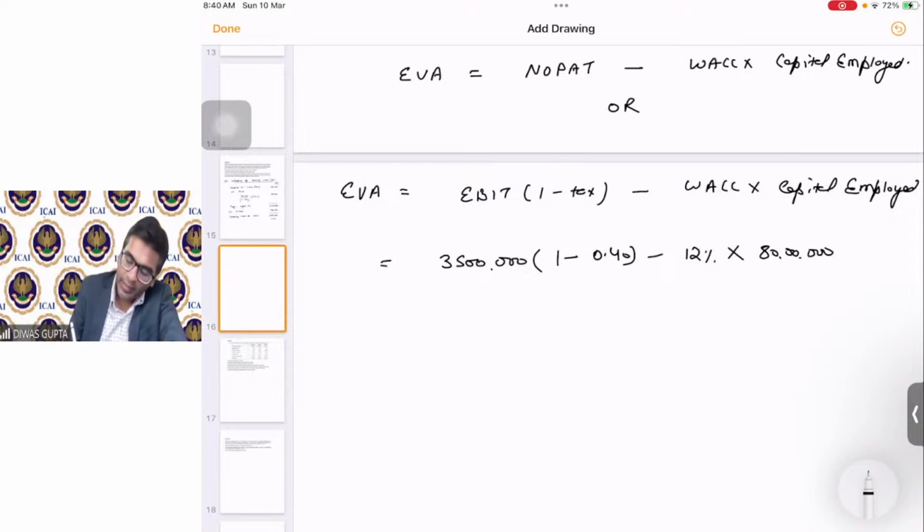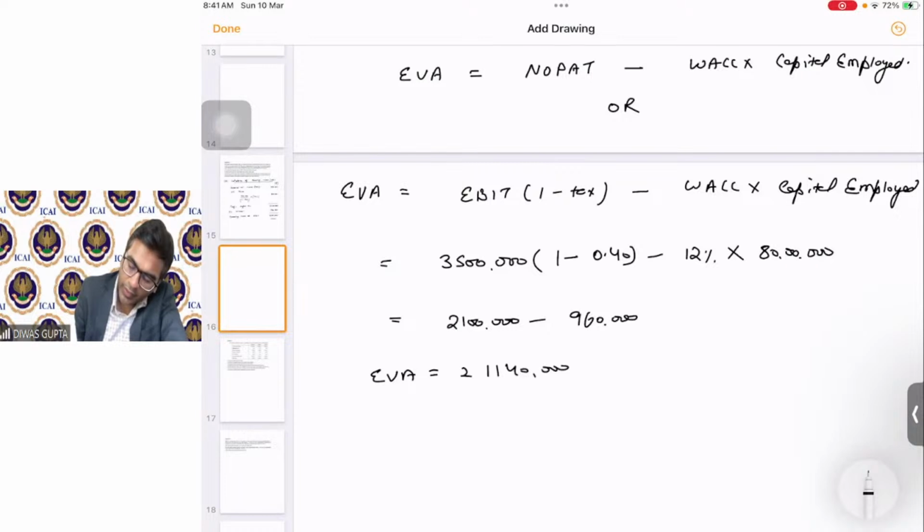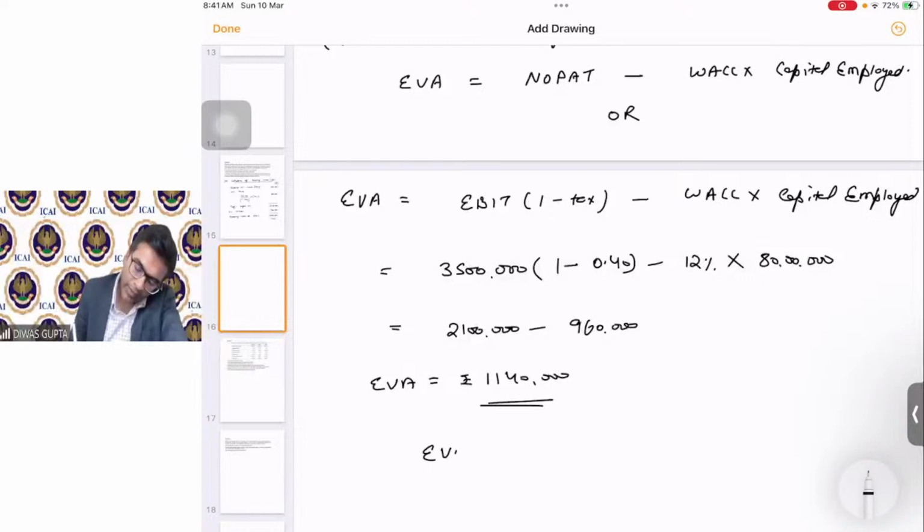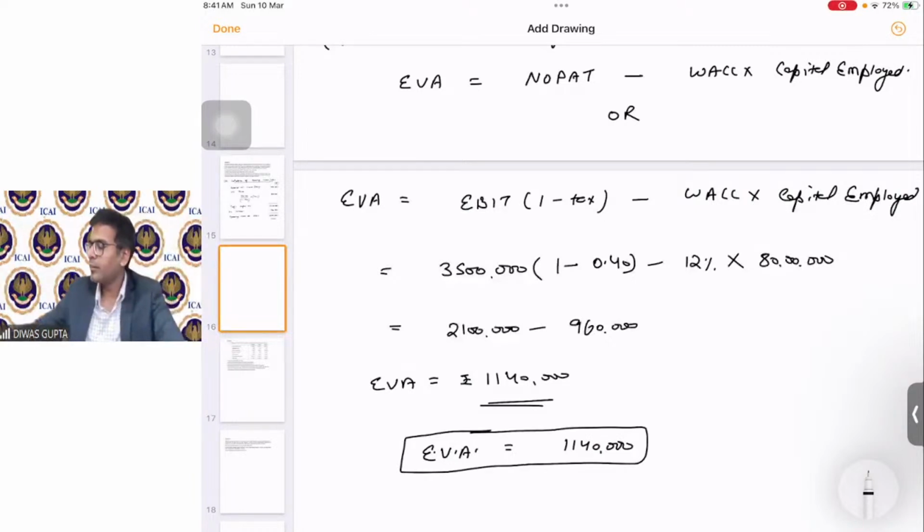So this becomes 21 lakhs minus 9,60,000. So EVA is equal to 11,40,000, students. Clear? Economic value added becomes 11,40,000. Okay, thank you, Shailesh.